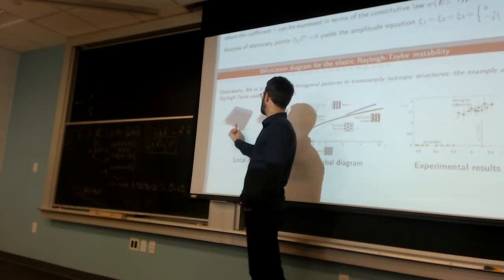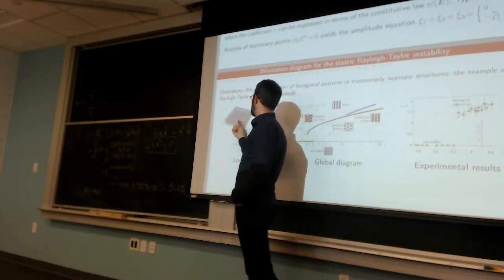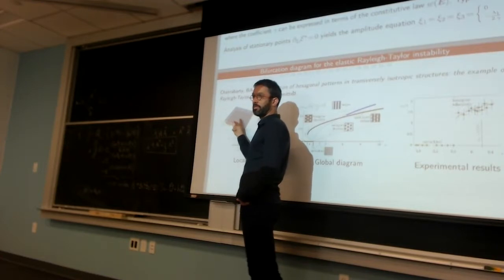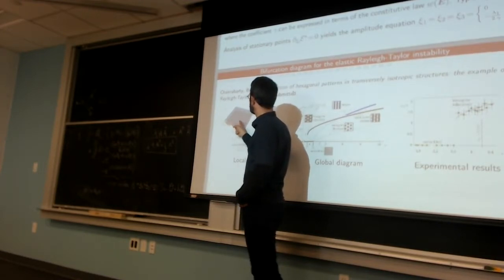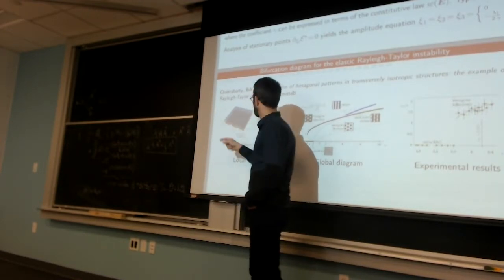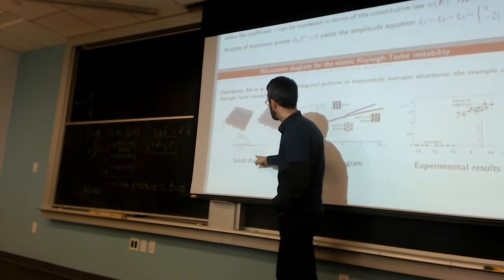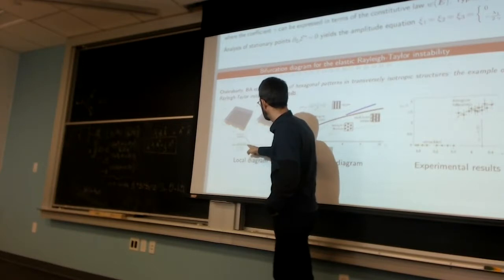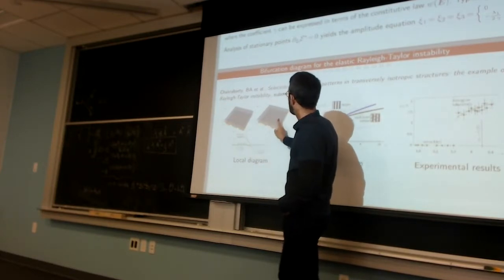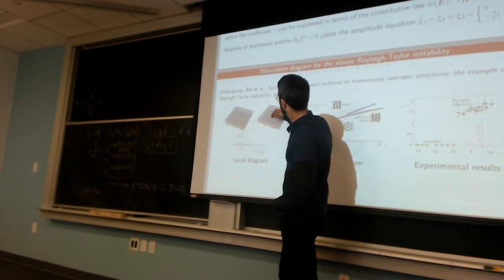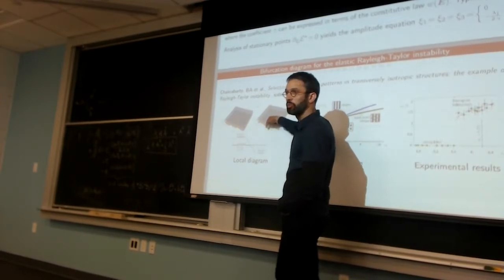So if you look from below, you'll see an array of dimples, right? So at every center of the hexagon is going inward. And if you're on this side of the bifurcation point, you'll see an array of bumps, right? So the center of every hexagon is going downwards, so towards the observer.